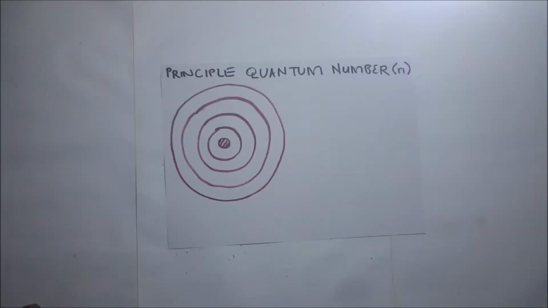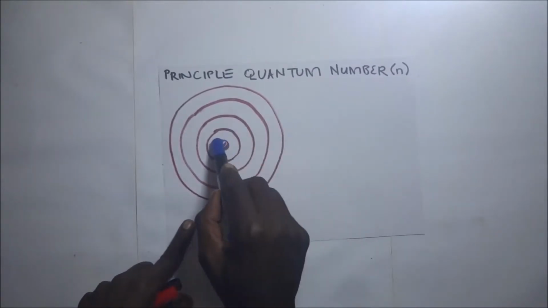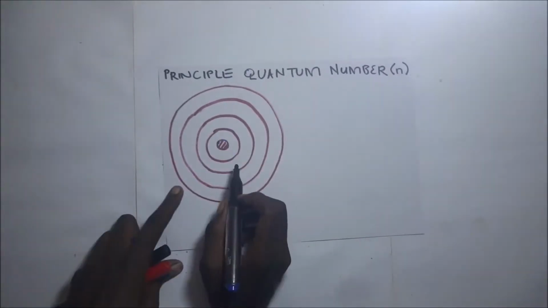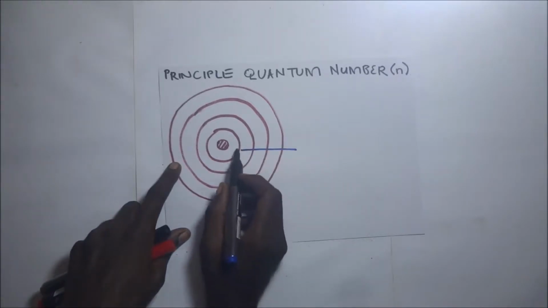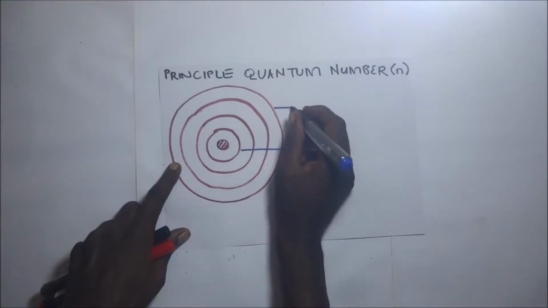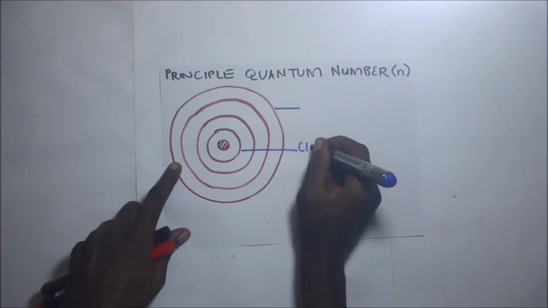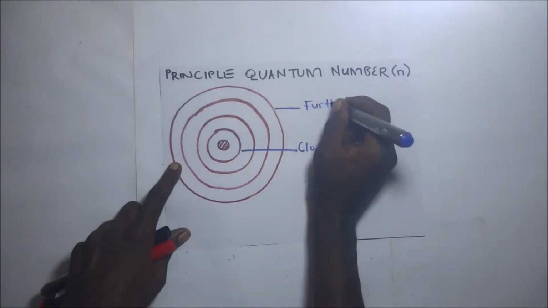Well, the trick is in the principal quantum number, which is abbreviated as n. So what is the principal quantum number? Let's think of it as the distance of the energy shell from the nucleus. If you look at the structure of the atom, the first shell is the one closest to the nucleus, and the last shell, in our example the fourth one, is the one farthest from the nucleus.